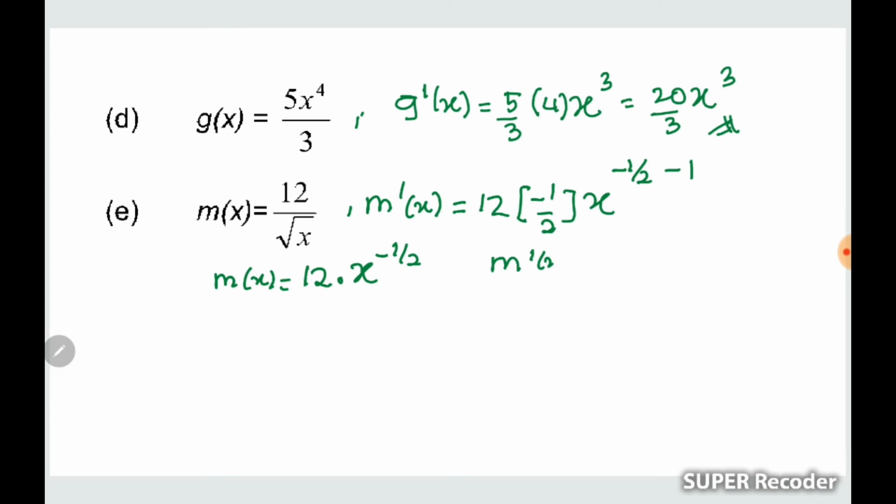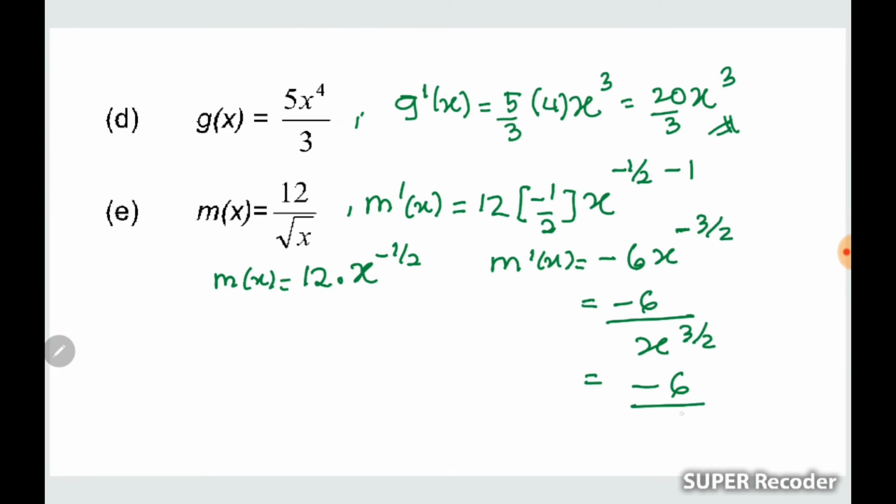Therefore m prime x equals negative 12 over 2 is 6, x to the power of negative 3 over 2. Then you need to simplify to eliminate the negative here, so we get negative 6 over x to the power of 3 over 2. Or you can write as negative 6 over root x to the power of 3.